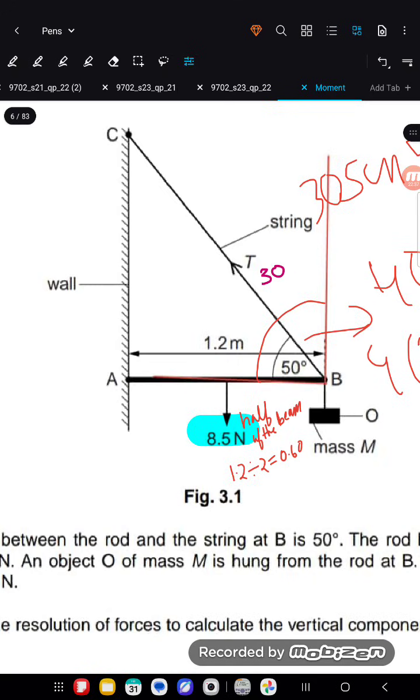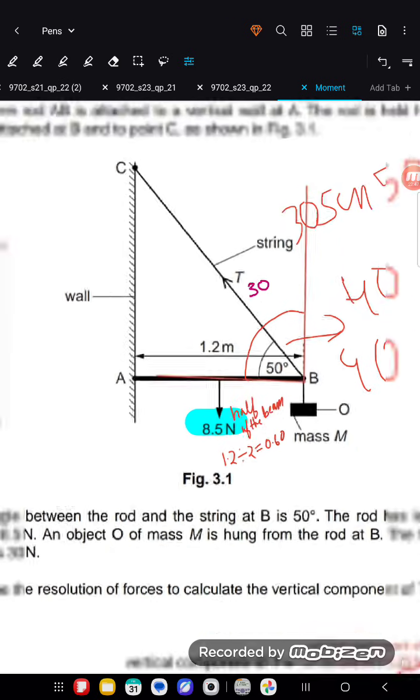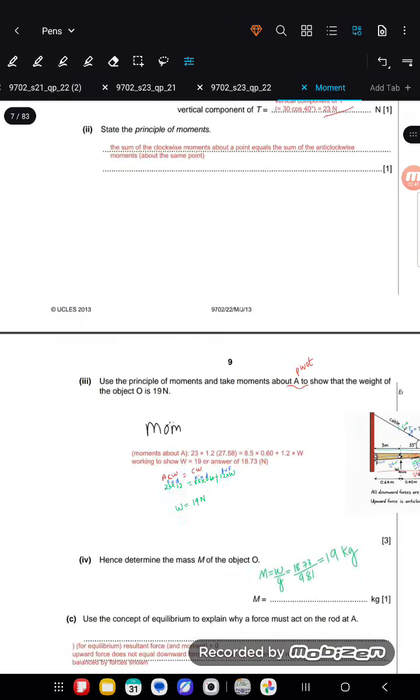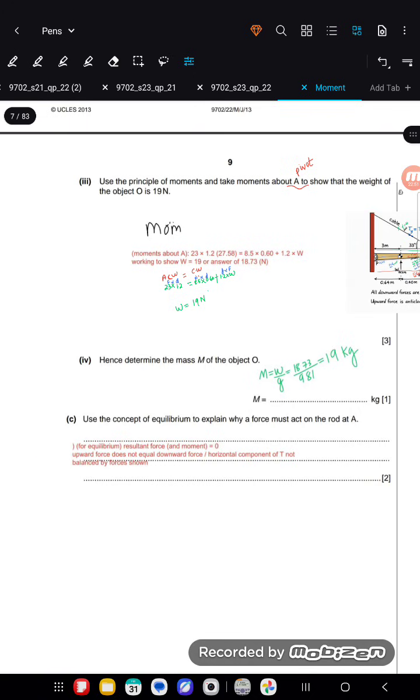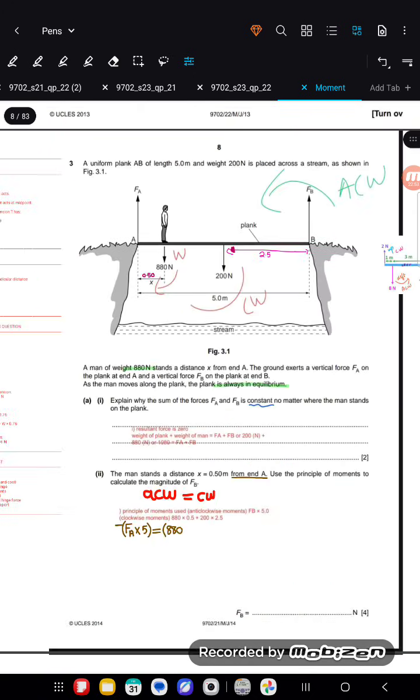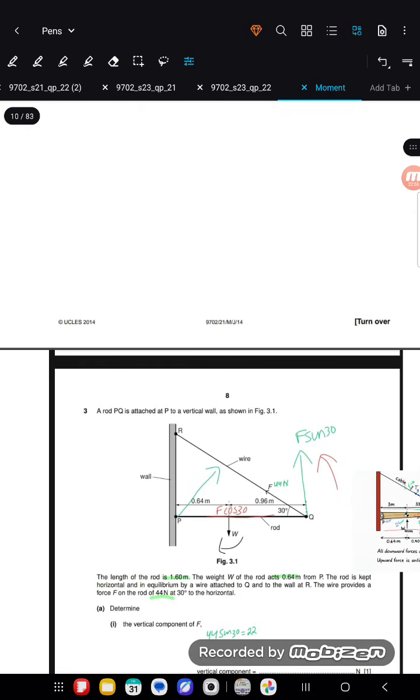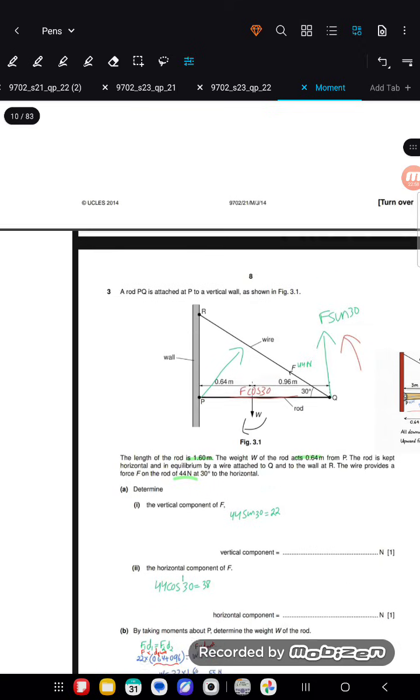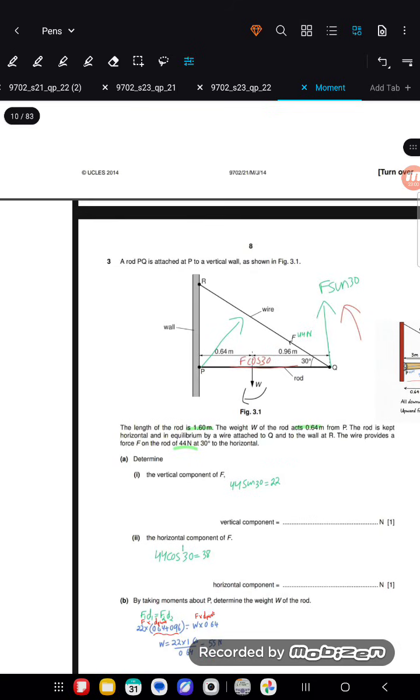Again I'm repeating, they will give you the full distance but they don't give you this distance, because you should know it acts at the half of the beam, so it will be 1.2 divided by 2 and the distance will be 0.60. I won't say this again and again.